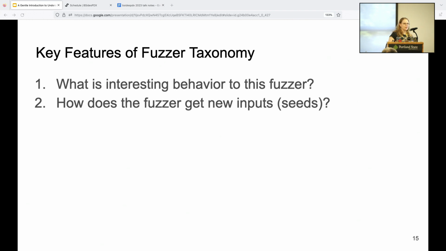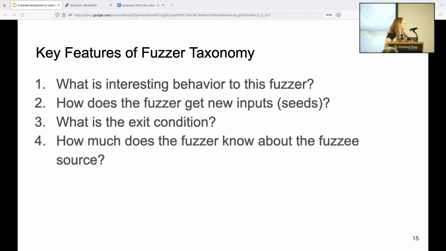How does it get its new inputs? Where do we enter that giant loop that runs until someone says to stop, to get new inputs? What's the exit condition? When does this sucker stop running? And this one is a little bit more specific, but it relates to how the fuzzer knows if it did interesting things.